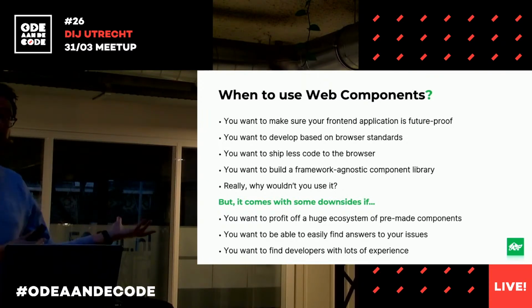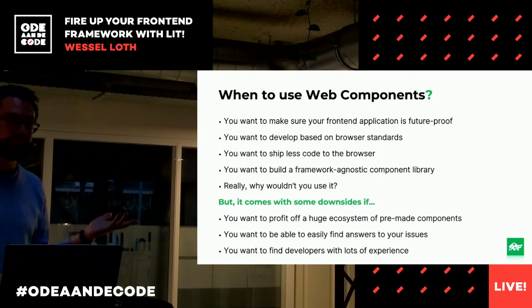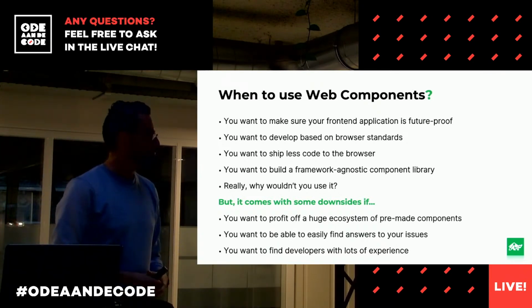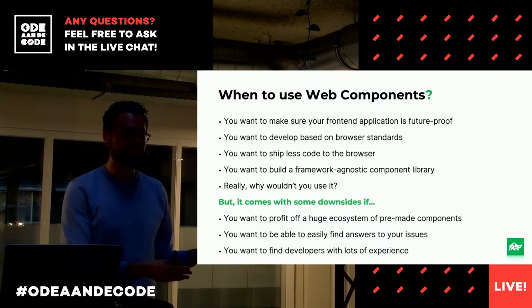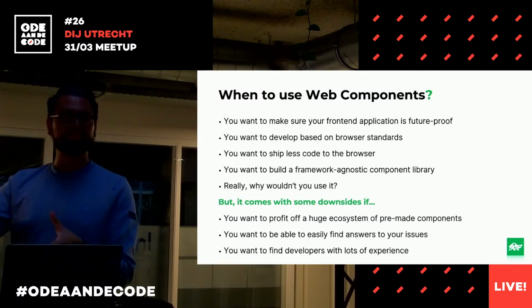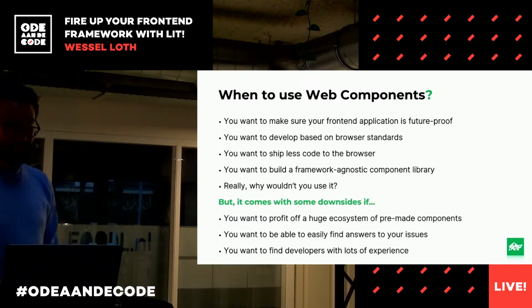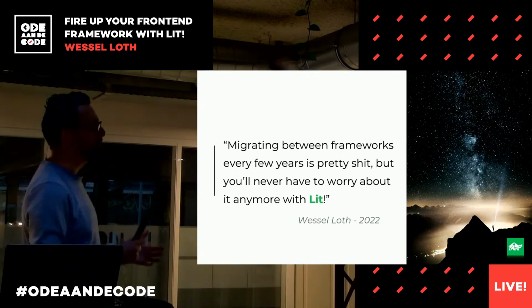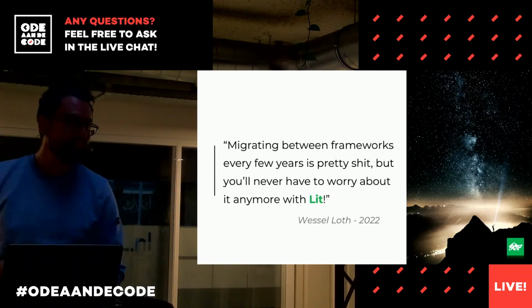But on the other hand, Lit is very simple. You can dive into the code base on GitHub and really start understanding it within a day of reading the code. It's not really that big of a framework to understand, so it's very easy to get started with it. And if you really want to dive deep into the details of very hyper-efficient rendering, you'll get there soon enough. So I want to leave you with one more nice quote, and that's that migrating between frameworks every few years is pretty shit, but you'll never have to worry about it anymore when you're using Lit.